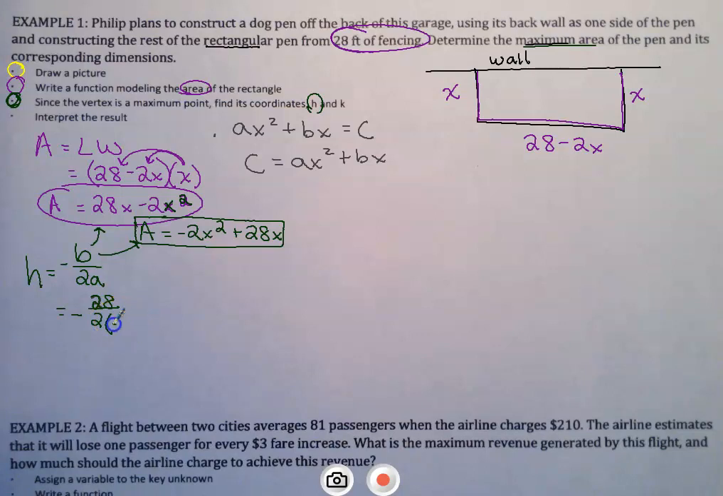Okay, so our a value is -2. So then we're going to have -28 divided by -4. Negative divided by negative is a positive. What's 28 divided by 4? So our h is 7.